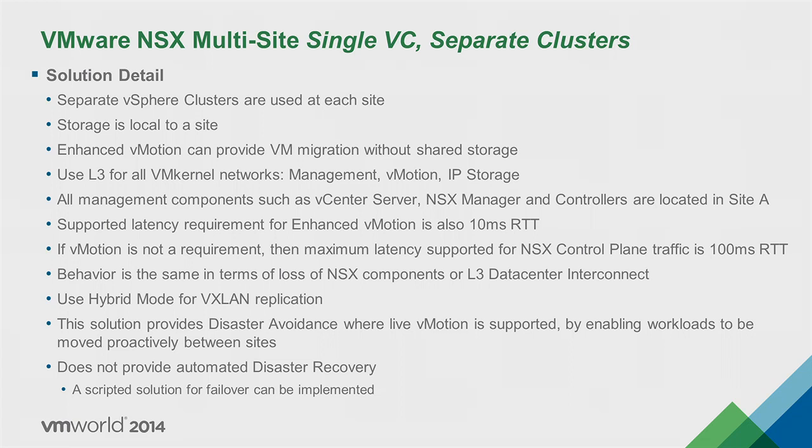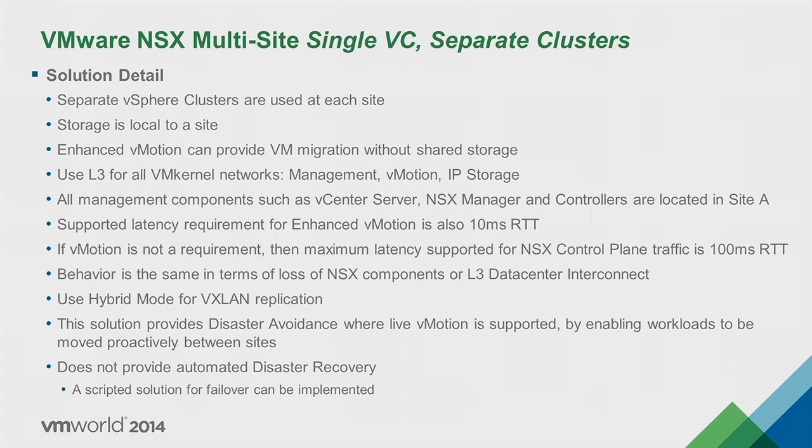So exactly the same behavior will be seen in terms of loss of any NSX components or the data center interconnect. The solution is resilient there. We'll just lose the ability to provide ARP suppression. Again, hybrid mode is recommended for VXLAN replication. And so in this case, the solution provides disaster avoidance, where you have vMotion, but it does not provide disaster recovery. So that's important to note.